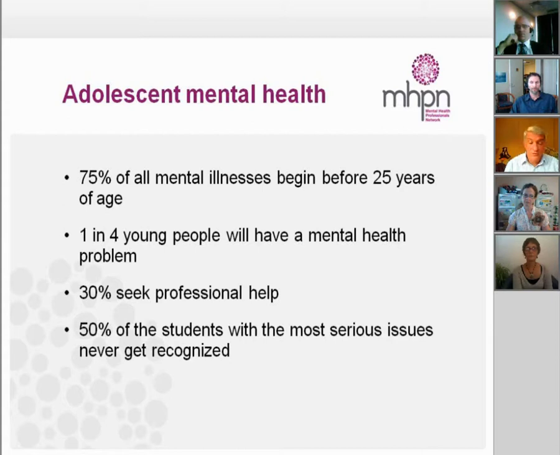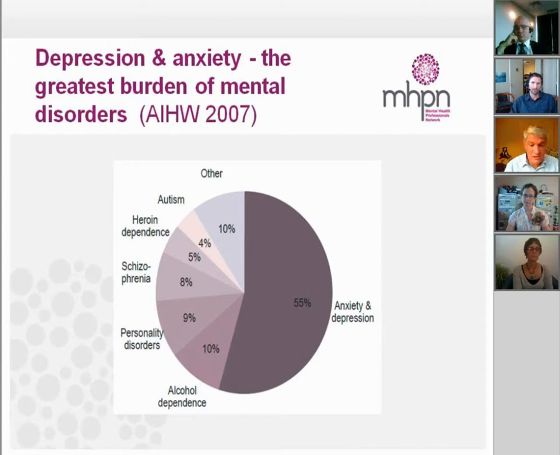75%, as you can see, of all mental illnesses begin before the age of 25. One in four of these kids obviously can have a mental health problem, and only 30% seek professional help. The truth is that mental health disorders now account for 49% of the disease burden, and that is significant, measured as both death and disability, or 55% if you believe the Australian Institute of Health and Welfare. Young Australians appear to be suffering mental health problems at an earlier age than before, experiencing them at higher rates than older age groups, and retaining their increased risk beyond youth into older age.